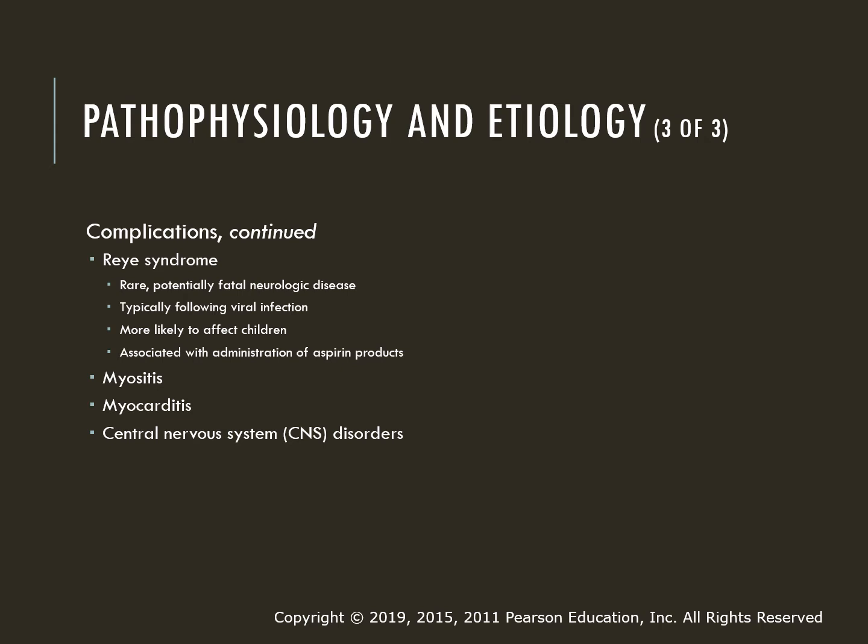Another condition is Reye syndrome, a rare but potentially fatal complication, a neurologic disease that typically occurs following a viral infection. It is more likely to affect children, but also has been identified in older adults. It is associated with administration of aspirin products to children with any viral infections. We really do not need to be giving aspirin to children because of this possibility of Reye syndrome. Most often associated with influenza B virus, Reye syndrome develops within 2 to 3 weeks after the onset of the flu. It has a 30% mortality rate. Hepatic failure and encephalopathy develop rapidly in patients with Reye syndrome.